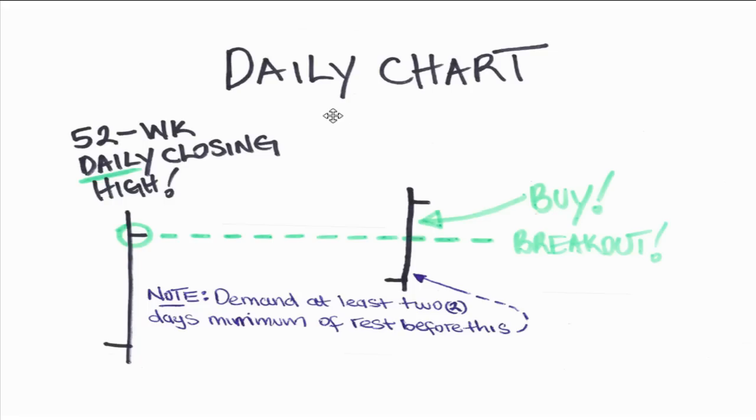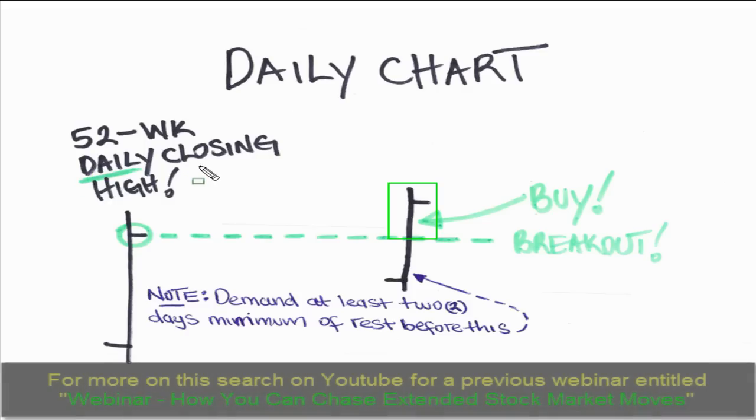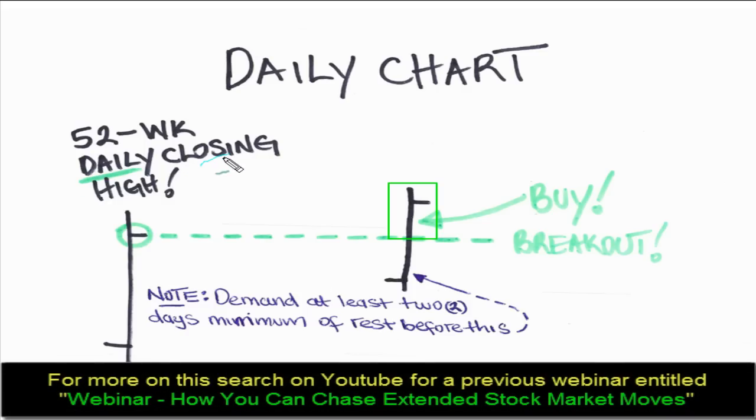And let me clarify that a little bit. If you're using a daily chart, you want the price to jump to fresh 52-week highs above the previous 52-week daily closing high. So you want to wait for that new daily closing high breakout, and let me preface this, you need to demand at least 2 days of rest between this closing high and this breakout event. So at least 2 days below this price range.